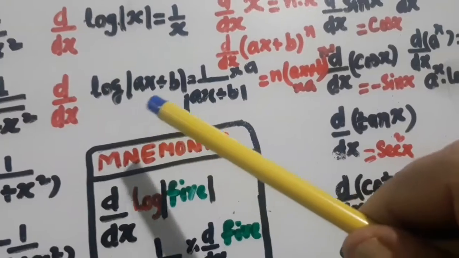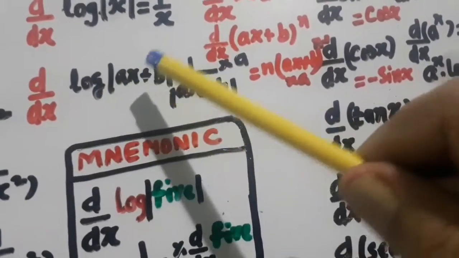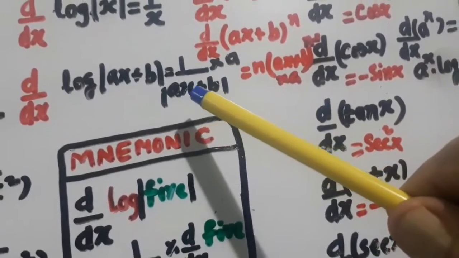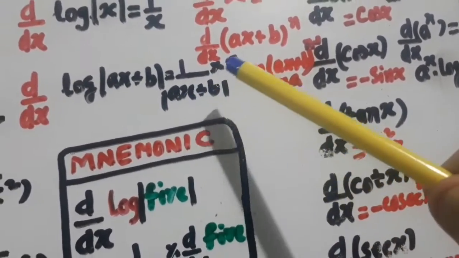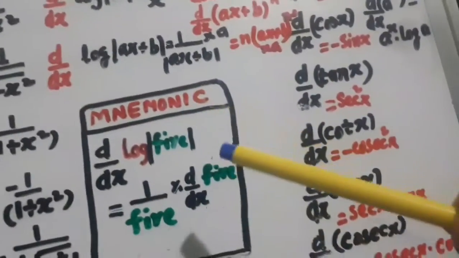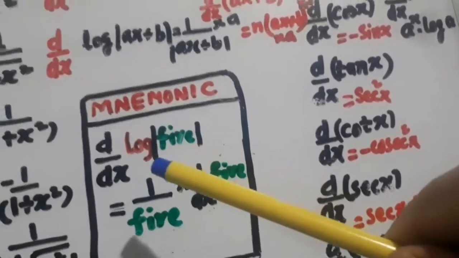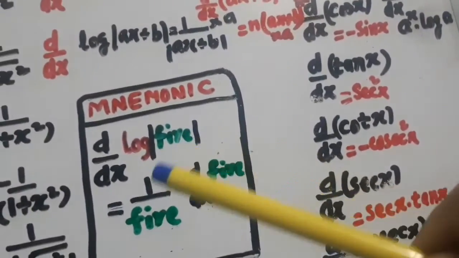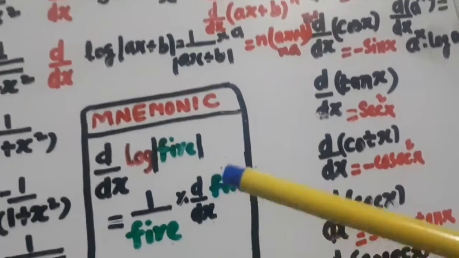Similarly, d/dx of log of ax plus b: log fire, 1 over fire, 1 over ax plus b, multiplied with the derivative of ax plus b, that is a. So you have to remember this mnemonic. Whenever you have to find the derivative of logarithmic functions, you have to say log fire, 1 over fire, then you have to find the derivative of fire also.